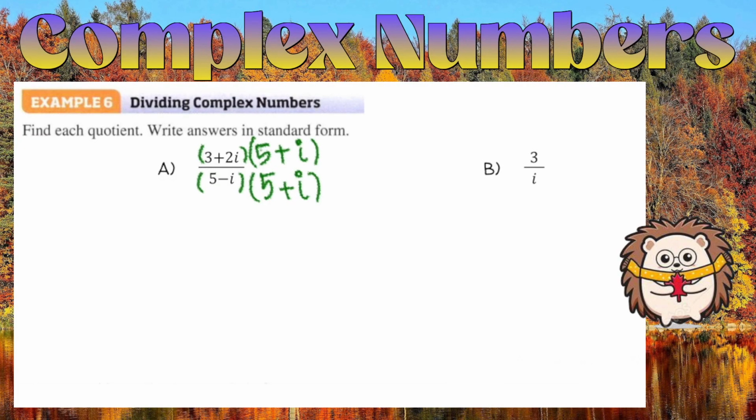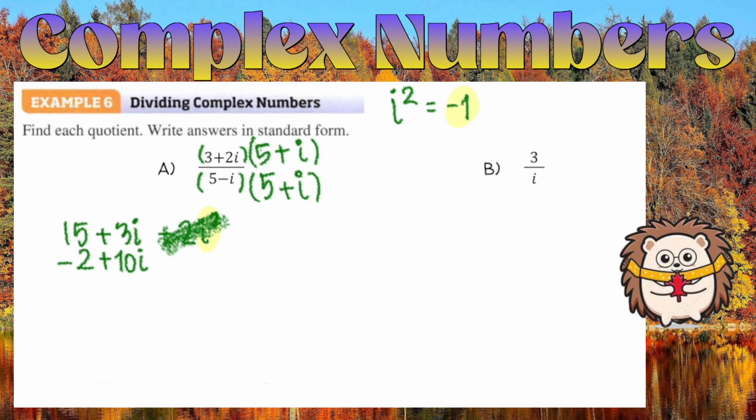So how do I handle this? On top, we're going to do what we always do. We're going to be good students and FOIL. First times first, we have 15. Outer, I have plus 3i. Inner, I have plus 10i. I'm squashing it stacked like I always do. Last times last is plus 2i squared. i squared is -1, like we mentioned earlier, right? We don't leave i squared in our final answer. So that means plus 2i squared is -2 when I swap that out.